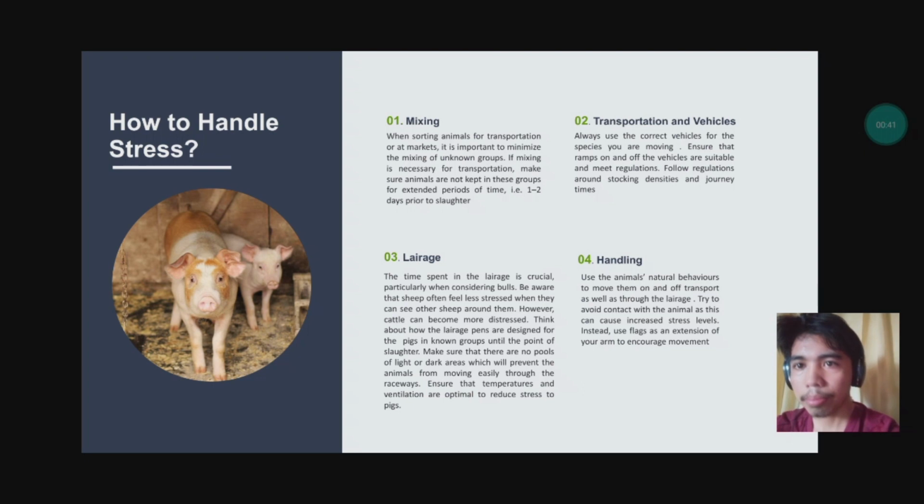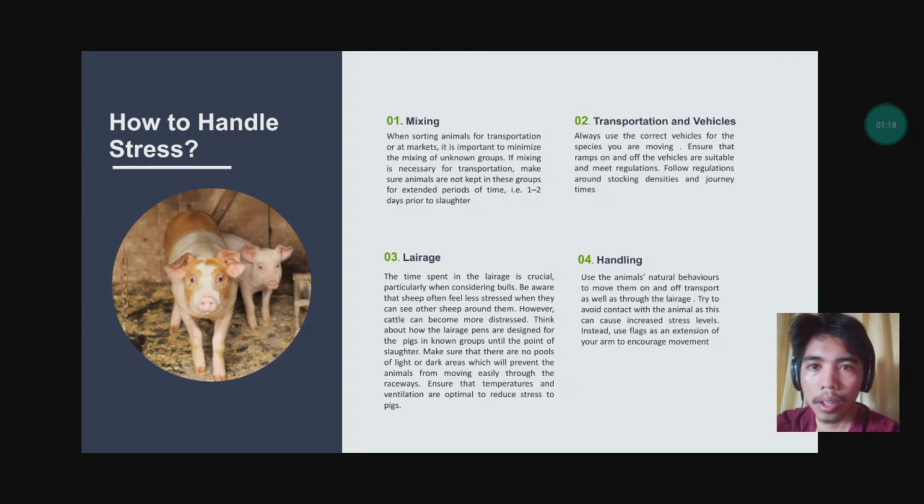Number 3. Lairage. The time spent in the lairage is crucial, particularly when considering bulls. Be aware that sheep often feel less stressed when they can see other sheep around them. However, cattle can become more distressed. Think about how the lairage pens are designed for the pigs in known groups until the point of slaughter. Make sure that there are no poles or light or dark areas which will prevent the animals from moving easily through the raceways. Ensure that the temperature and ventilation are optimal to reduce stress to pigs.